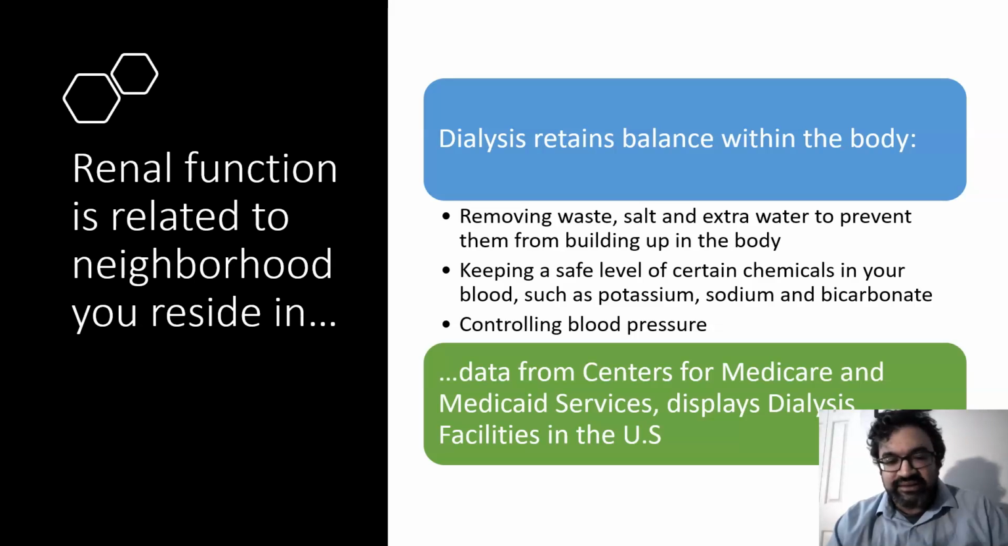I'm going to explain this to you. Dialysis, of course, is for removing waste, but also keeping safe levels of certain chemicals like potassium, sodium, and bicarbonate. That's important. But third, very importantly, is controlling blood pressure. A lot of times you'll be taking some ACEs or ARBs, affecting the renin, angiotensin, aldosterone system pathway to maintain balance. So this is kind of a connection. If neighborhoods lack equity, then your personal balance and overall health is affected.